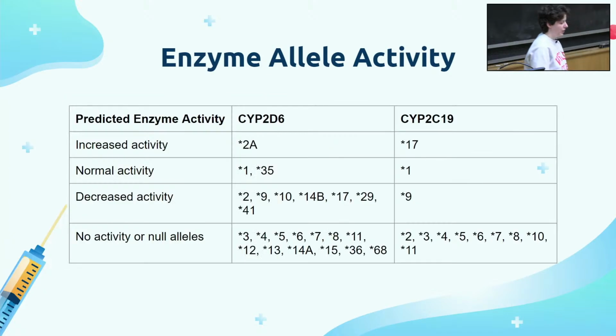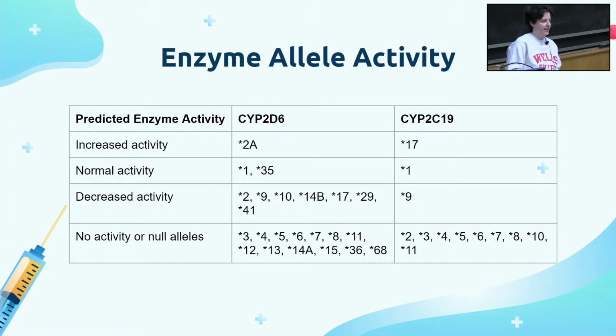Okay, so the star numbers. Every drug has their alleles associated with them, and every drug is different. Typically, the one that you're going to see the most is star 1, which usually indicates normal activity. To my knowledge, I haven't seen it indicate anything other than normal activity, but again, there could be something I just haven't seen before. So in this chart, you can see CYP2D6 and the alleles associated with the different types of activity: increased activity, normal activity, decreased activity. And then you also have your no activity or null alleles.